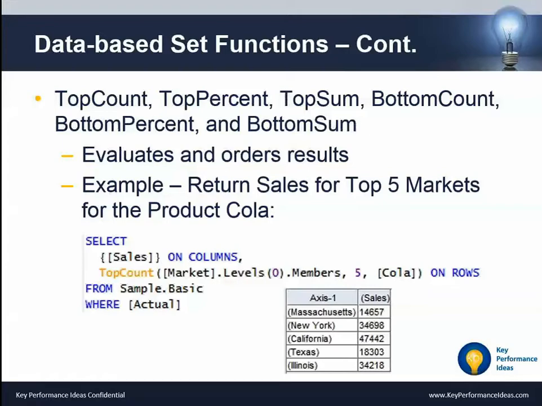The example that I put here is that we're going to return the sales for the top 5 markets for our COLA product from our Sample Basic. So here we're putting sales on our columns, and then we're doing a TopCount of our level 0 members within our market dimension. We want to return the top 5, and then COLA is how we're going to evaluate that because we want to return it for our COLA product. And then I did just throw in a where clause here, so we're only looking at our actual results. And what we get is Massachusetts, New York, California, Texas, and Illinois.